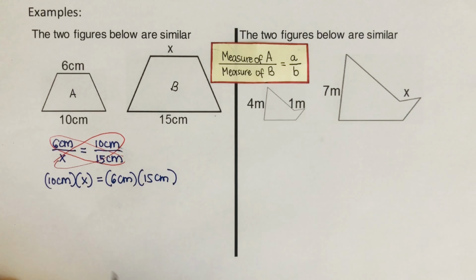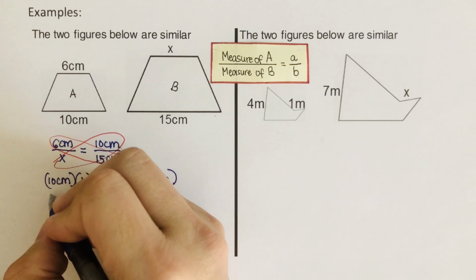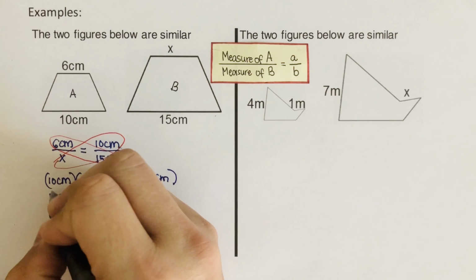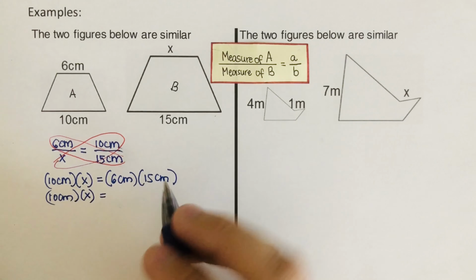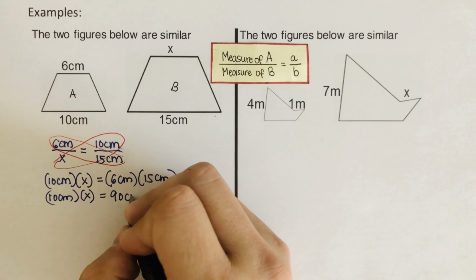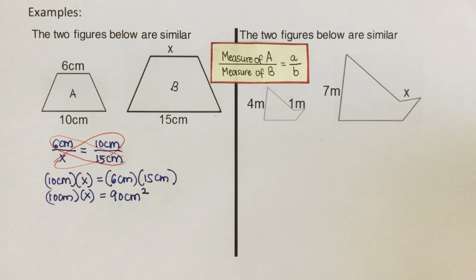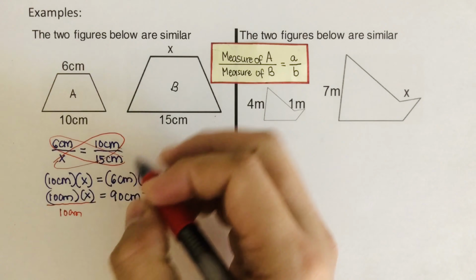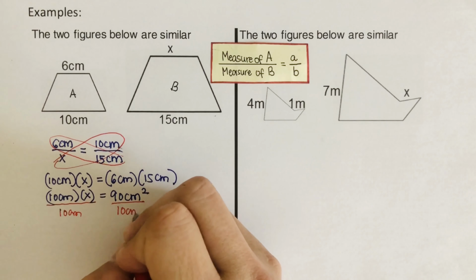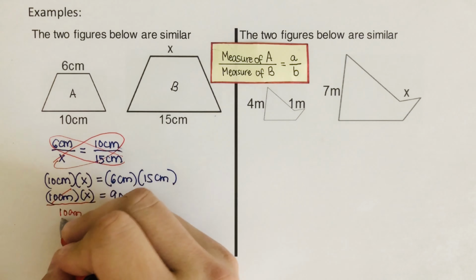From here, we can go ahead and multiply these two together. That would be 10 centimeters times X. If we multiply 6 and 15, that would be 90 centimeters squared. Then we want X by itself, so we divide both sides by 10 centimeters. We can cross this out and cross this one out.